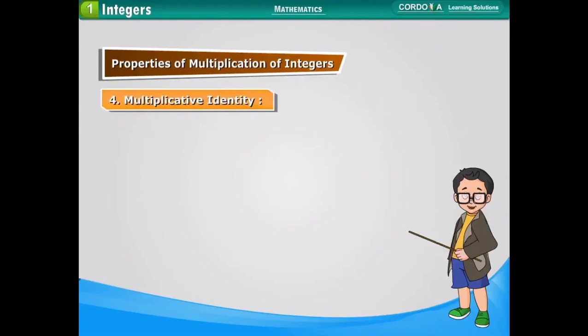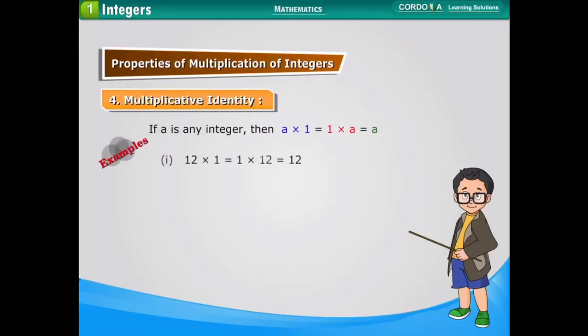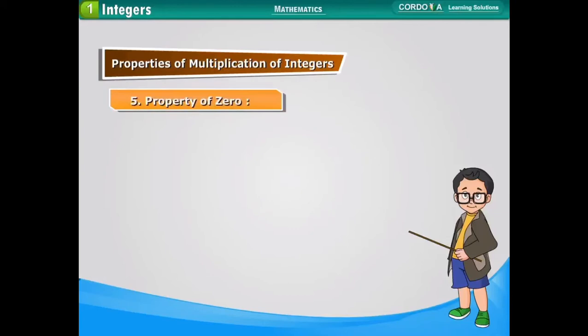Multiplicative identity. If a is any integer, then a × 1 = 1 × a = a. Examples. 12 × 1 = 1 × 12 = 12. −5 × 1 = 1 × −5 = −5. 1 is called the multiplicative identity.